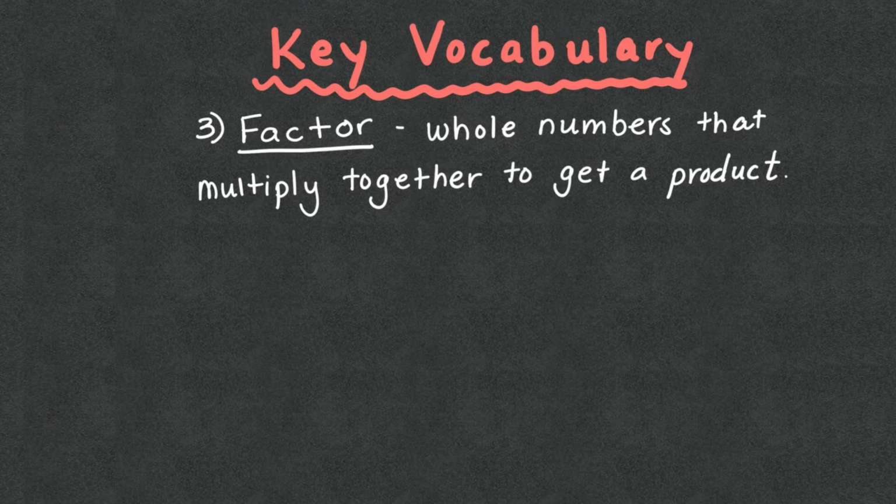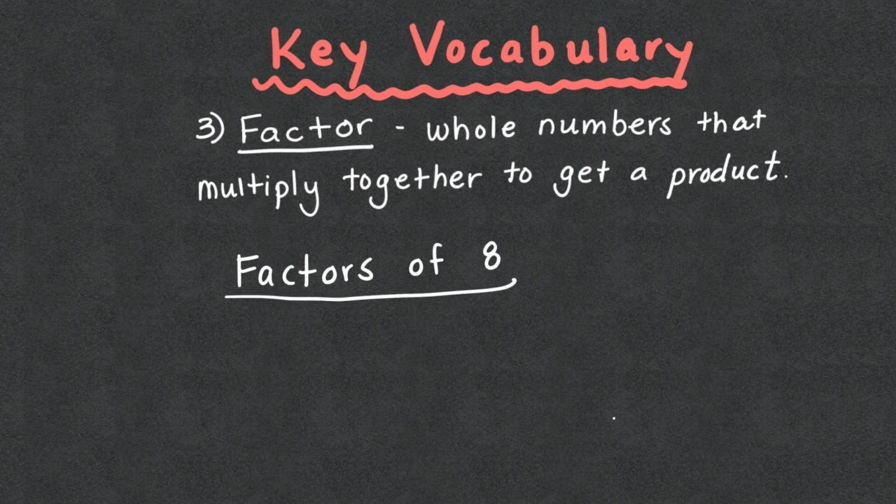Vocabulary word number 3. It is a factor. That is whole numbers that multiply together to get you a product. So say we wanted to look at the factors of 8. And we'll go over different methods in a little while. But when you think of numbers that multiply to get you 8, that's 1 times 8, 2 times 4.